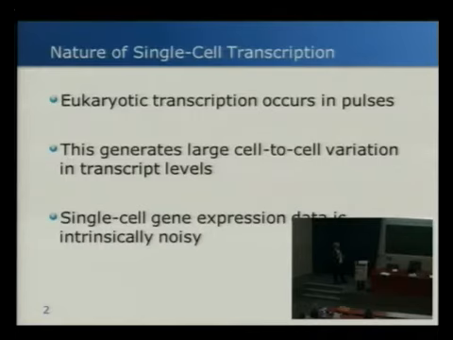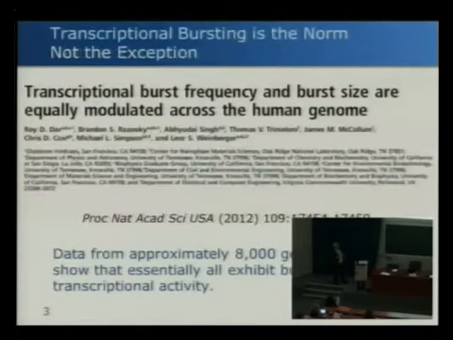Now, this is pretty much accepted now, but there's always arguments about whether bursting affects all genes or not. So I just put in this reference from 2012, where they assayed about 8,000 genomic loci in the human genome. And basically, transcriptional bursting is the norm, it's not the exception.